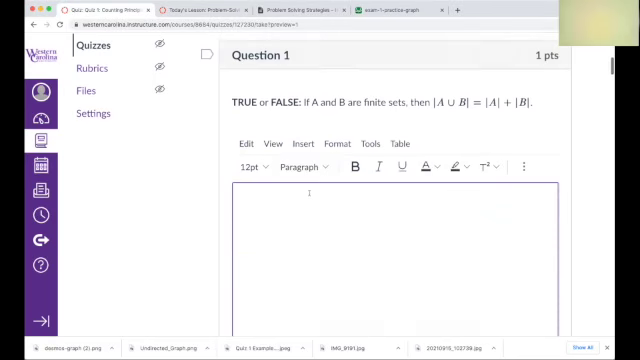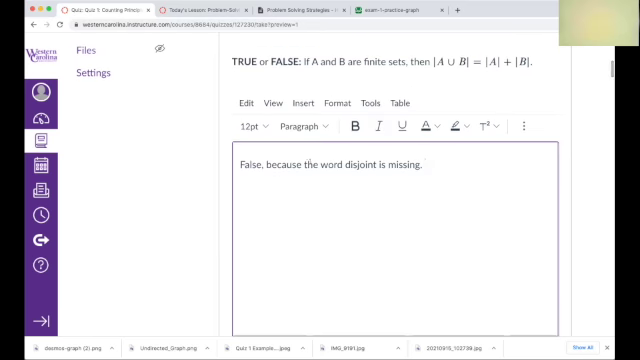First one is false because the word disjoint is missing. If you look at the class summaries, I believe this statement is there and the word disjoint is necessary. So look at A equals {1, 2, 3} and B equals {2, 3, 4}. If you take the union of these and compare the size, it's not the sum of the sizes.